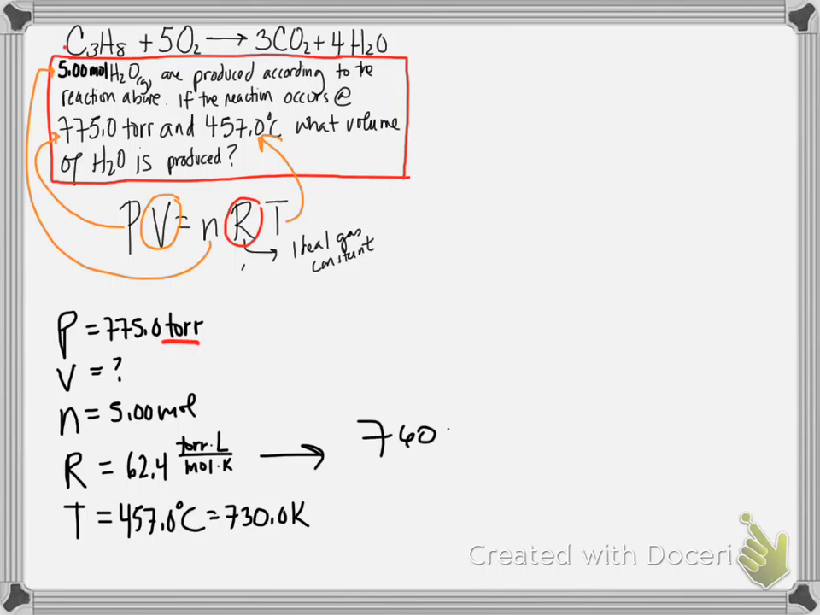And to double check my numbers for that, because I didn't look it up, I'm going to multiply 760 times 22.4 liters divided by 1 mole times 273. So 760 times 22.4 is that, divided by 273. Yep, 62.4. Okay, I was right. I always like to double check myself though, because I screw it up.